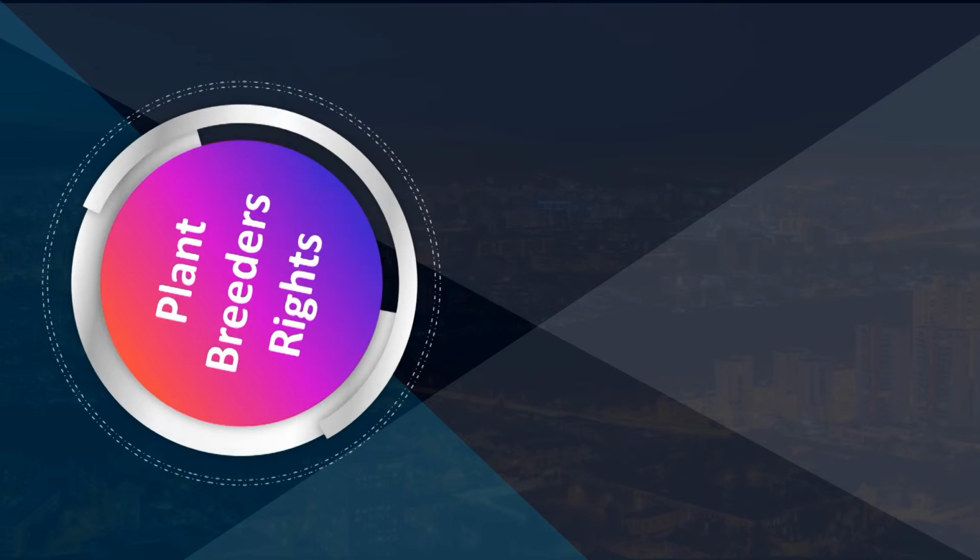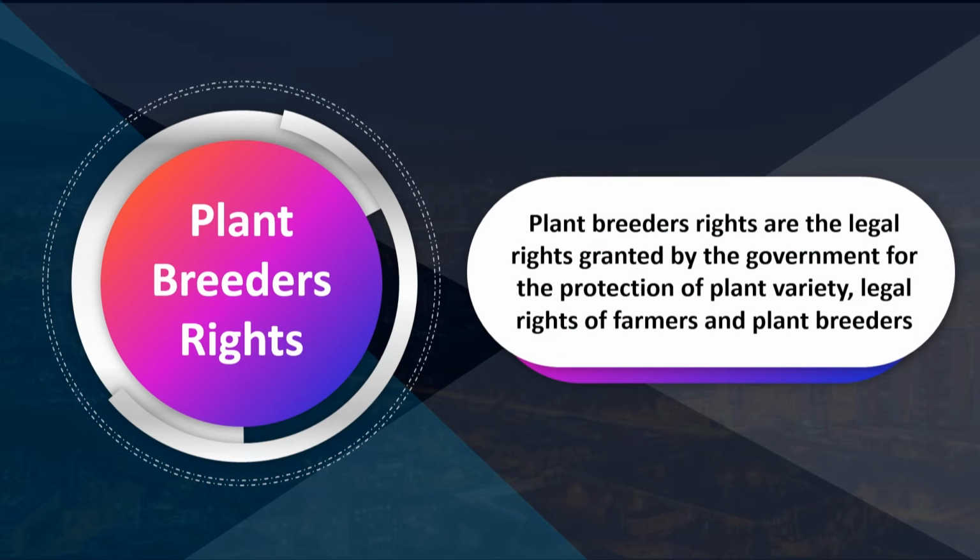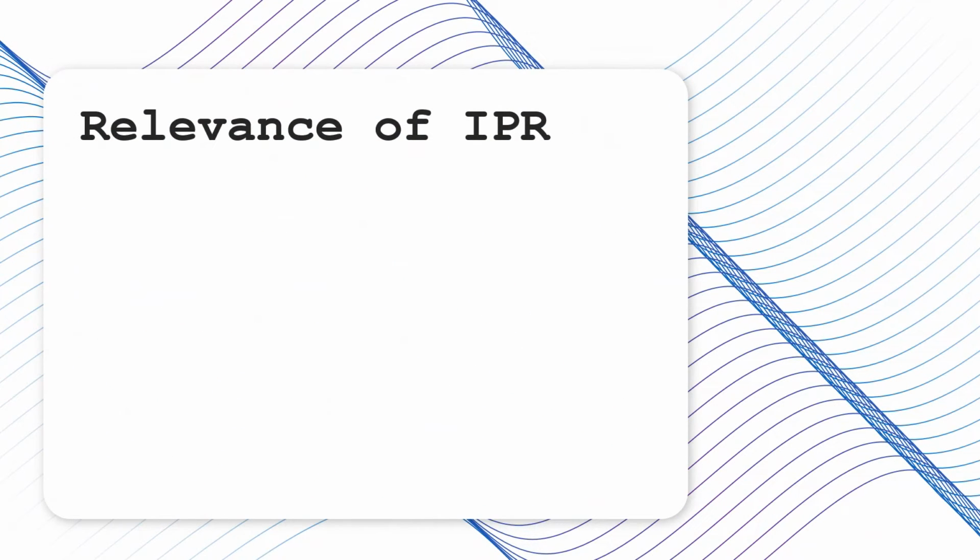The next IPR is plant breeders' rights. Plant breeders' rights are the legal rights granted by the government for the protection of plant variety, legal rights of farmers and plant breeders. Now, we are going to discuss what is the relevance of these IPRs.